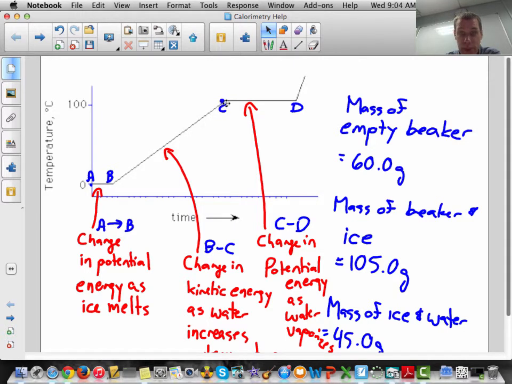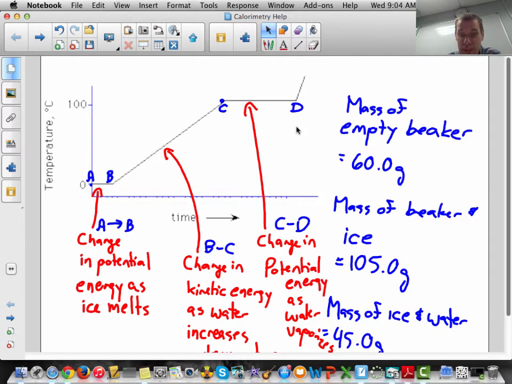Then your temperature leveled off again and didn't change even though you continued to heat it. This is another phase change. It involves vaporization, and the calculation involved is the latent heat of vaporization. I've labeled that C to D. We didn't actually reach this part, but if you were eventually to vaporize all the water, the temperature of that steam would then go up. But we didn't actually see anything after D.